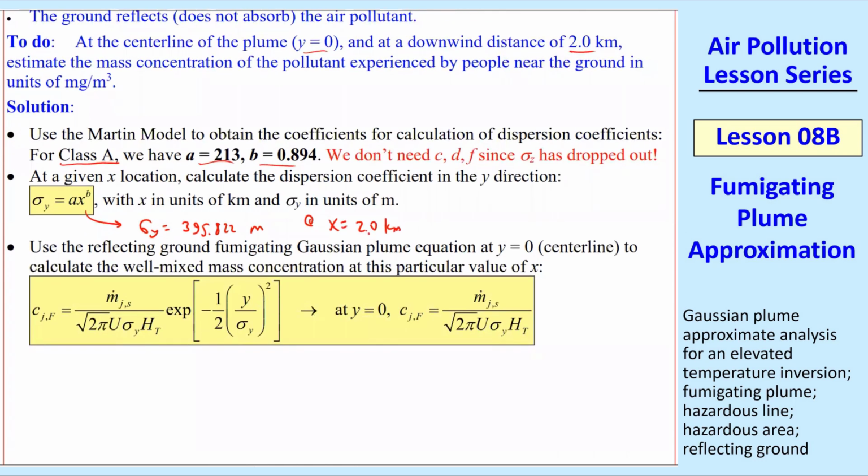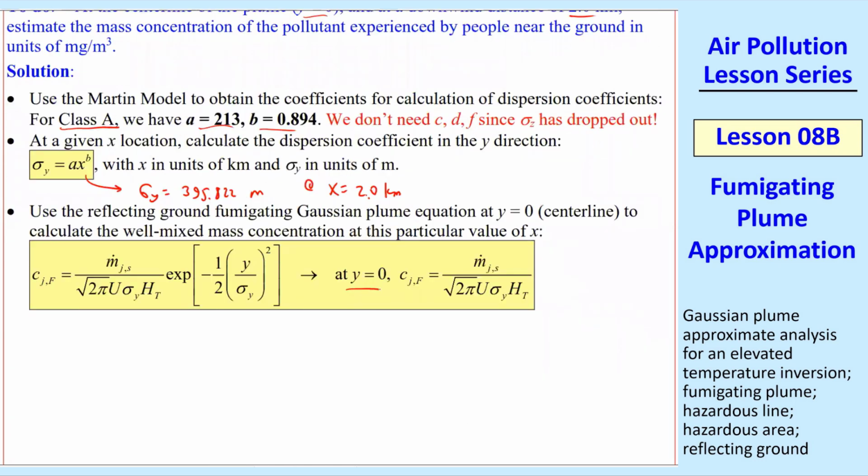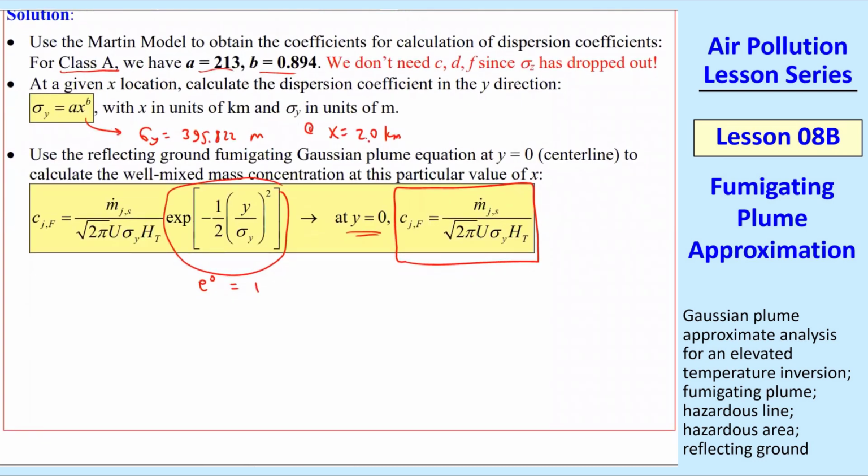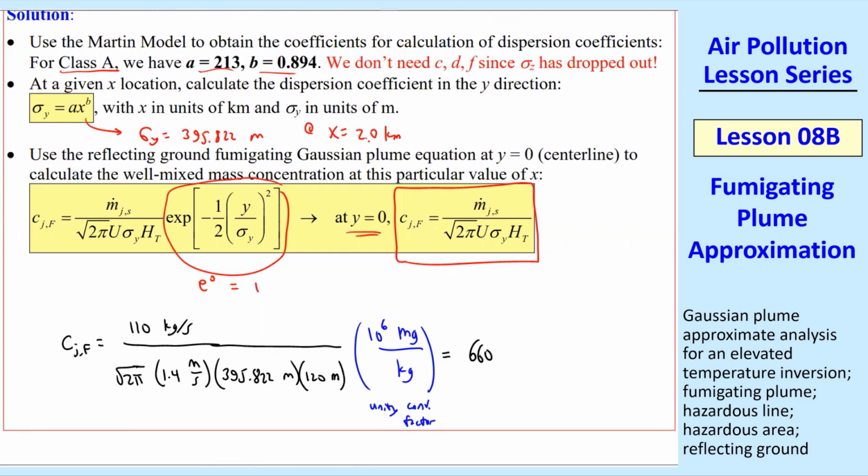And then we use this equation. And at y equals 0, we have e to the 0. And if you remember from your math class, or just plug it in your calculator, e to the 0 is 1. So this whole term goes away. And so actually, all we have to do is plug our numbers into this expression to get our final result. I get 660 milligram per meter cubed to 3 significant digits. And so that's our CJF for the fumigating approximation model.